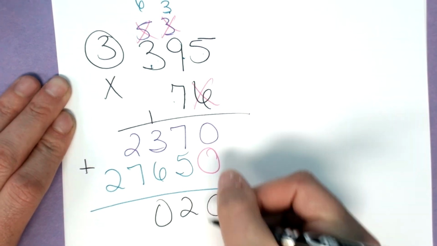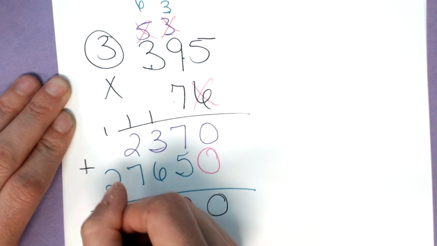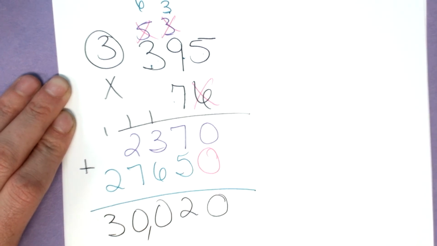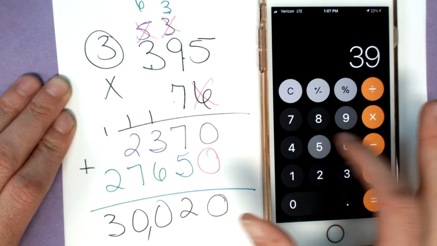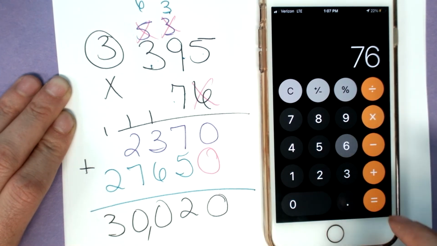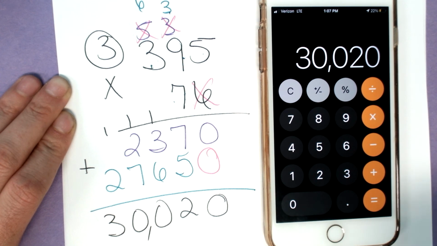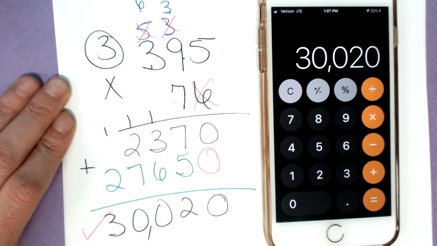Okay. Let's see if we got this right because I could have made a mistake. We all do. 395 times 76. Is it right? It is. Awesome.